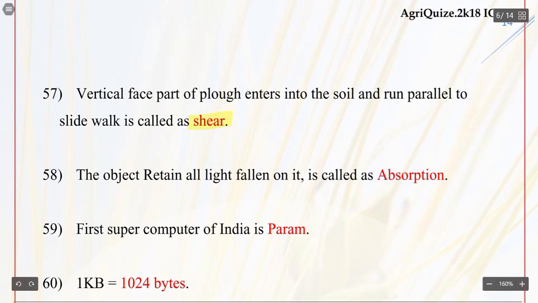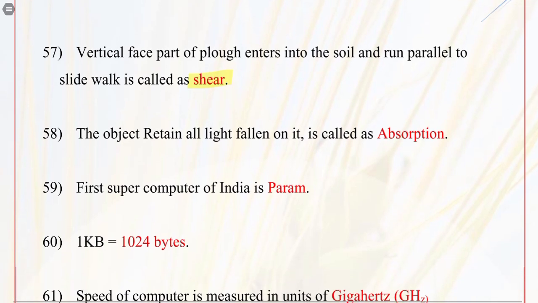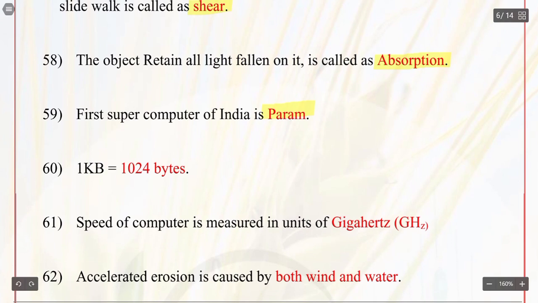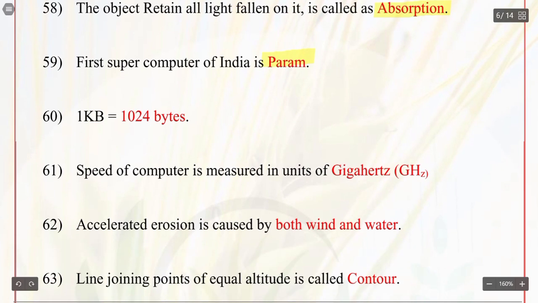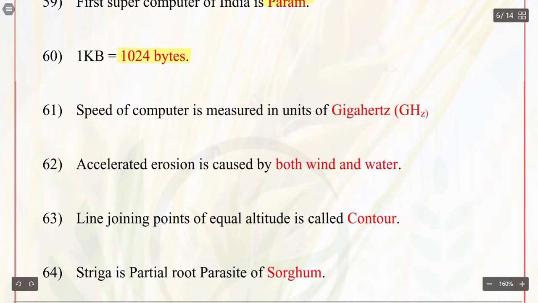Question number 58. The object retain all light fallen on it is called as absorption. Next, first supercomputer of India is Param. Question number 60. 1 kilobyte is equal to 1024 bytes. Next, speed of computer is measured in units of gigahertz.